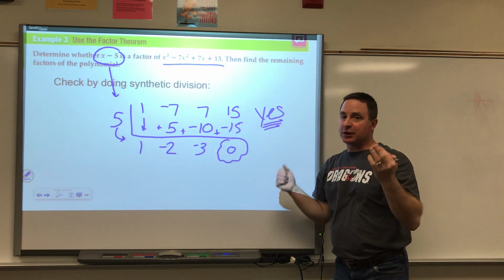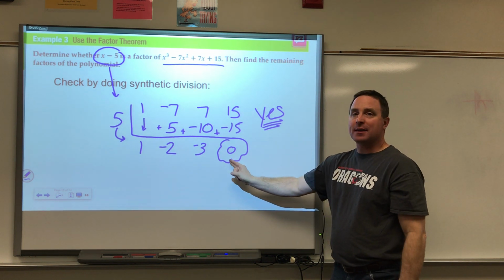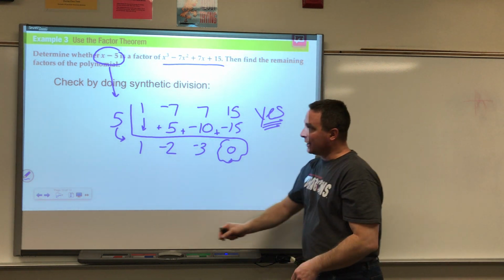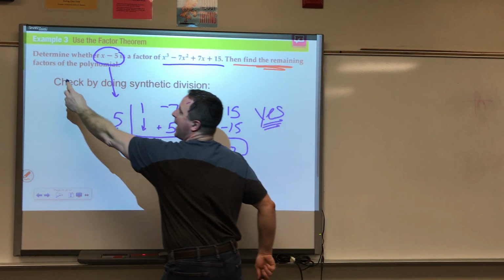And you have to prove it. Your work, once again, has to show it. It has to show me that it equals 0 right there. Now the second part of this question is asking us to find the remaining factors.